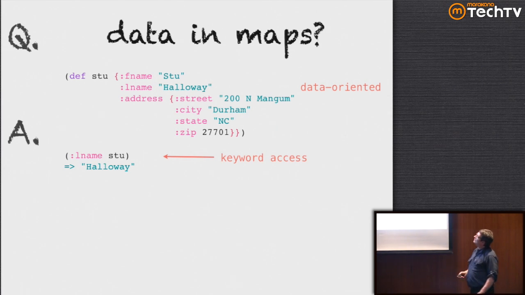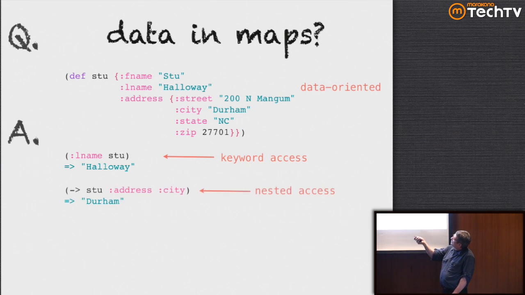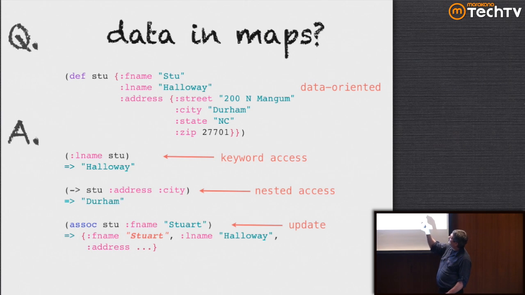You can get keyword access, so if I have Stu, I can say, give me the last name of Stu. A keyword becomes a function on the collection. This is just syntactic sugar in the Clojure world. I can also get nested access with the syntactic sugar little arrow here that says, give me Stu's address city, so that's actually digging into this collection.